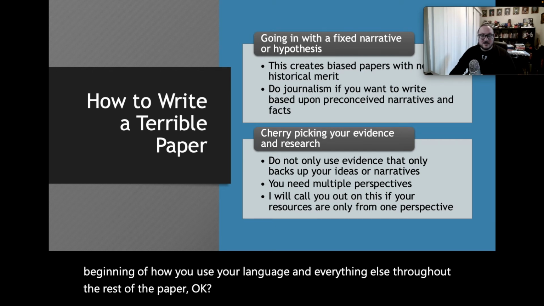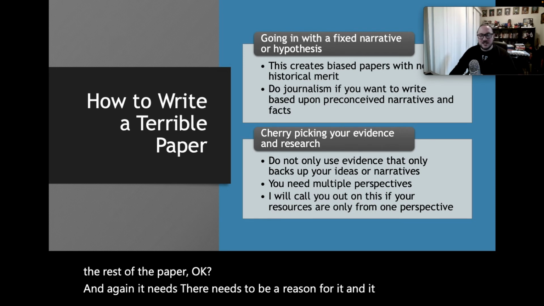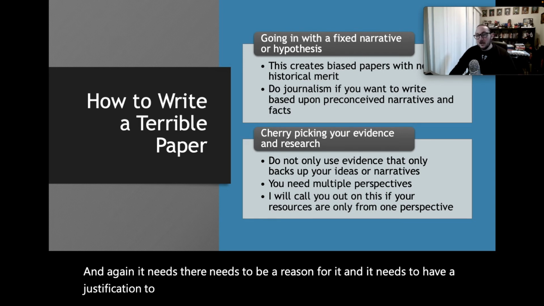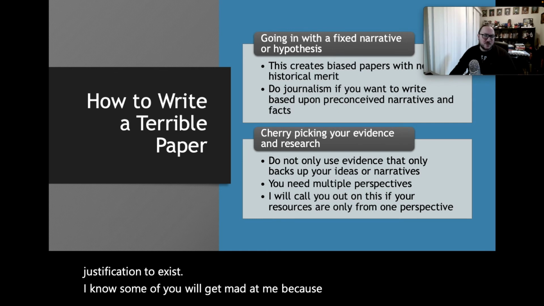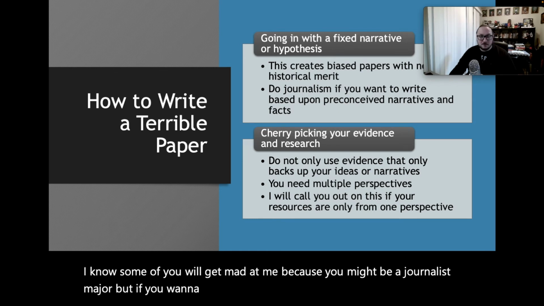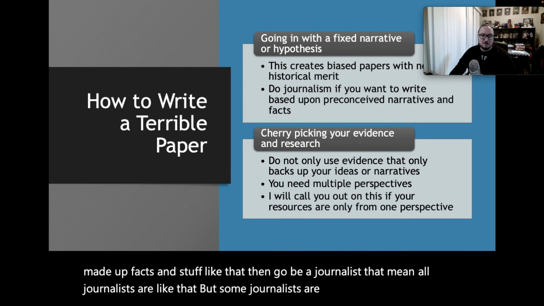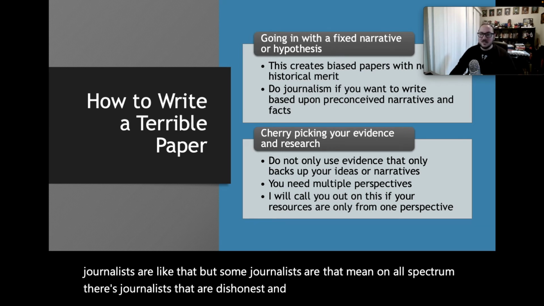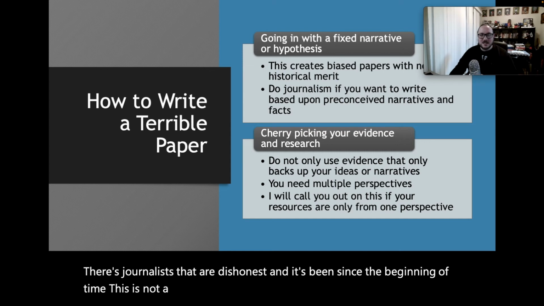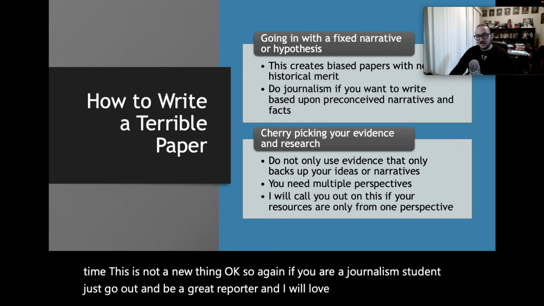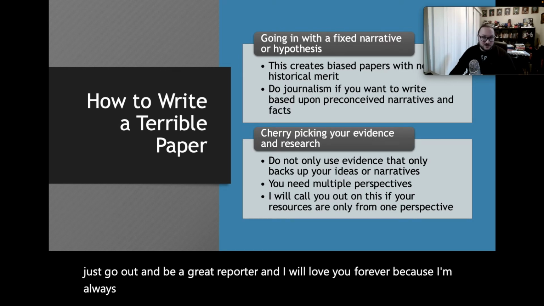And again, there needs to be a reason for it, and it needs to have a justification to exist. I know some of you will get mad at me because you might be a journalist major, but if you want to write stories and things that are non-objective and made-up facts and stuff like that, then go be a journalist. I don't mean all journalists are like that, but some journalists are. I mean, on all spectrum. There's journalists that are dishonest, and it's been since the beginning of time. This is not a new thing, okay? So again, if you are a journalism student, just go out and be a great reporter, and I will love you forever because I'm always seeking unbiased news sources, okay?